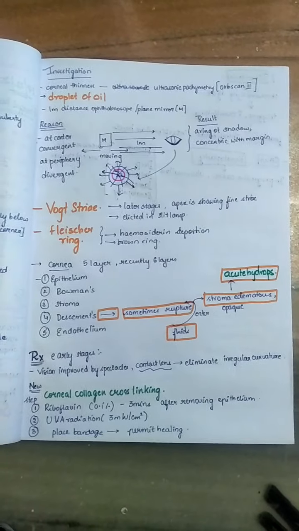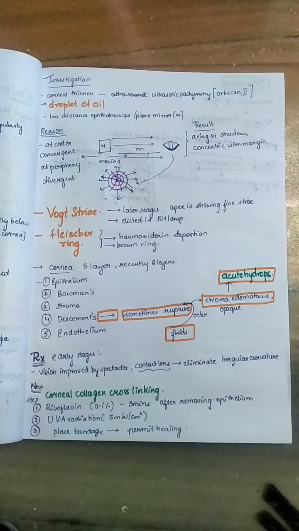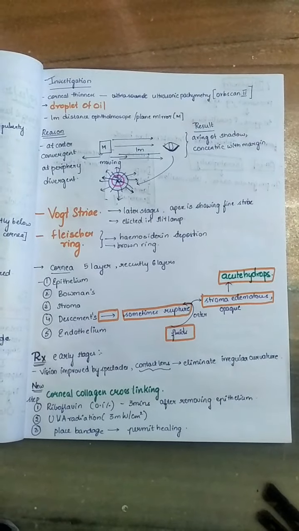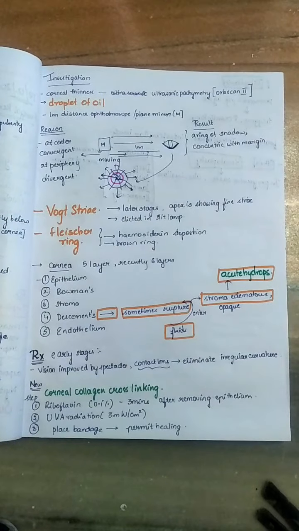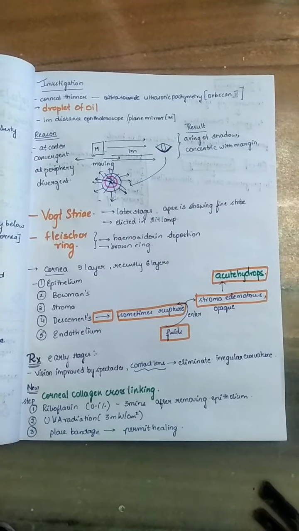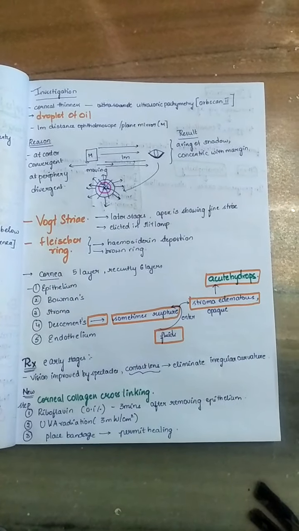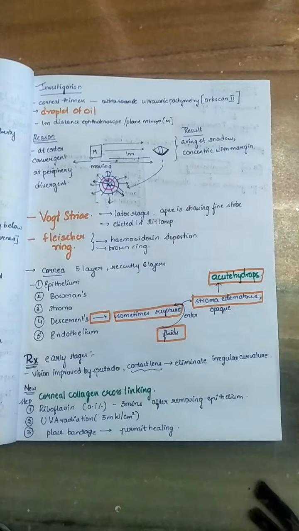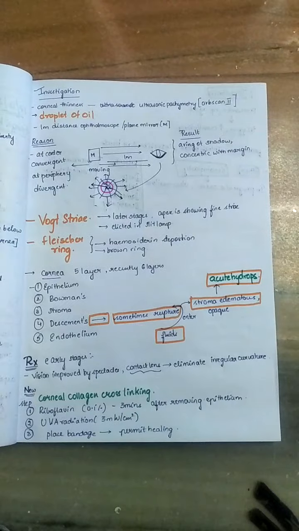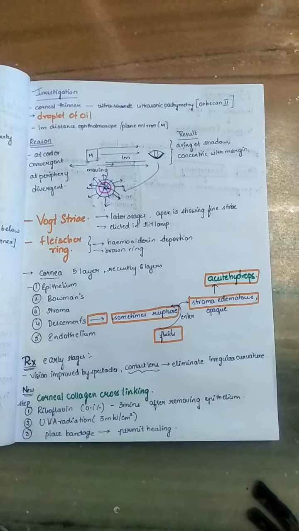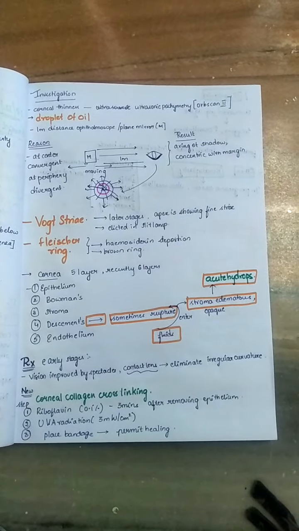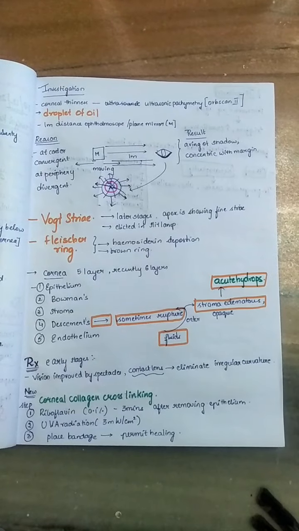Next sign is Vogt striae. It is examined by slit lamp examination. In later stages, the apex will show fine striae or lines. Next type of sign we can elicit is Fleischer's ring. It is a brown coloring, basically hemosiderin deposition.